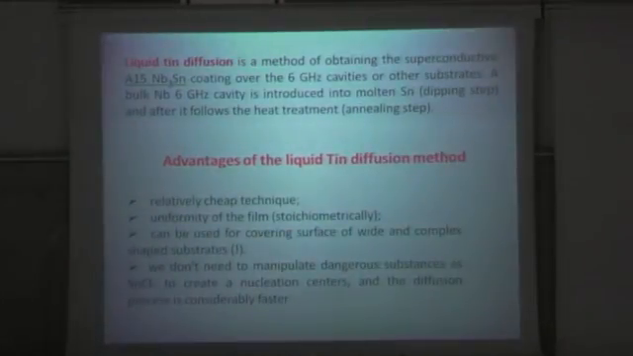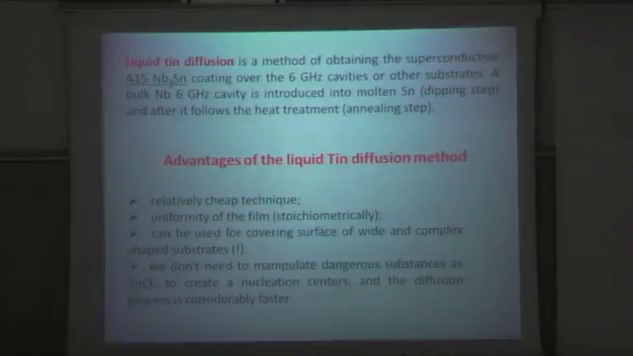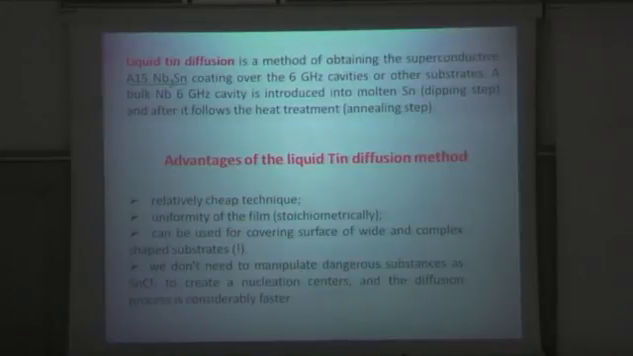Much better. So, in our work, we use the liquid tin diffusion method for obtaining the niobium-3 tin coatings. Liquid tin diffusion is a method of obtaining the superconductive A15 niobium-3 tin coating over the 6 GHz cavities or other substrates. The sense of the method is that the bulk niobium 6 GHz cavity is introduced into the molten tin. It's the first step, dipping, and after it follows the heat treatment, that is annealing step.